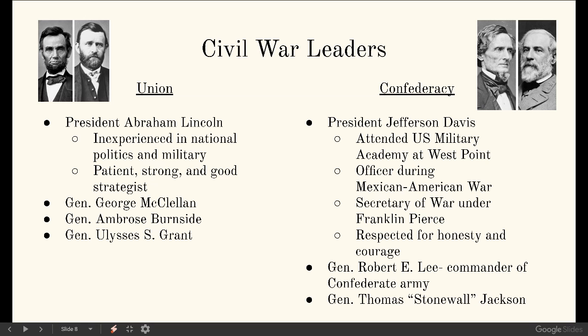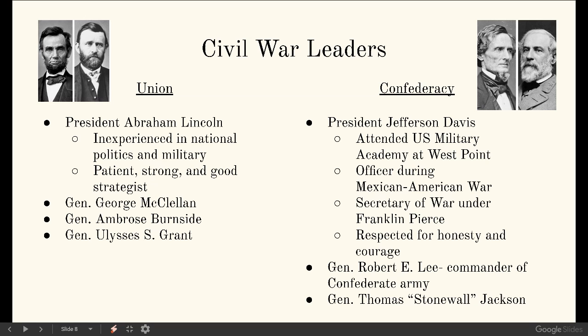For the Confederate side, we have President Jefferson Davis. Now, he is very experienced when it comes to the military. He attended West Point Academy. He was an officer during the Mexican-American War, and he was Secretary of War under President Franklin Pierce. So he has a really strong military background, which is going to be an advantage for the Confederacy.